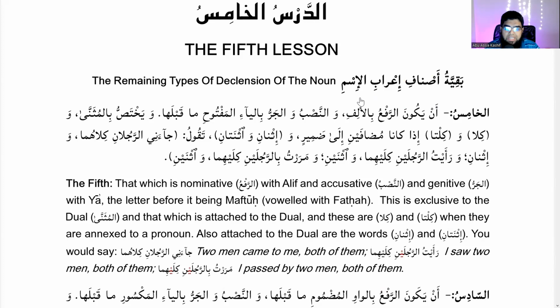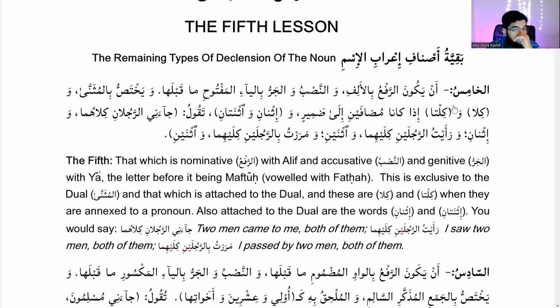بقية أصناف إعراب الاسم, the remaining types of declension of the noun. The fifth one: أن يكون الرفع بالألف. The raf is with alif. So the raf should be with a dhamma, but these words don't take dhamma, they take alif. والنصب والجر بالياء. And nasb and jar are with ya. So the fifth: nominative, raf, is with alif, and accusative, nasb, and genitive, jar, with a ya.